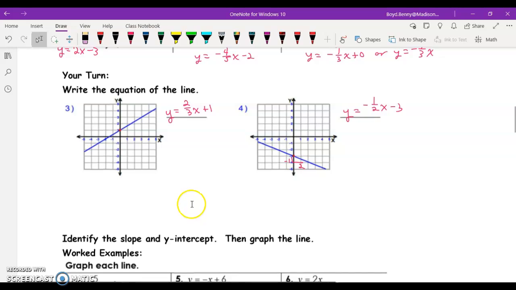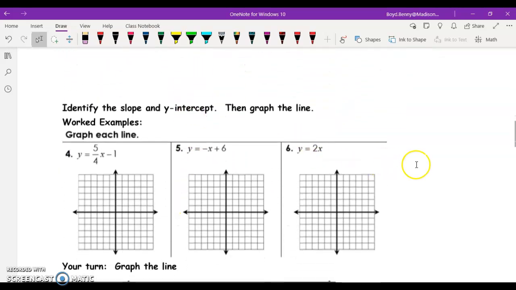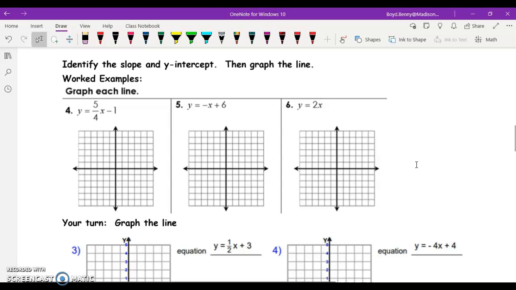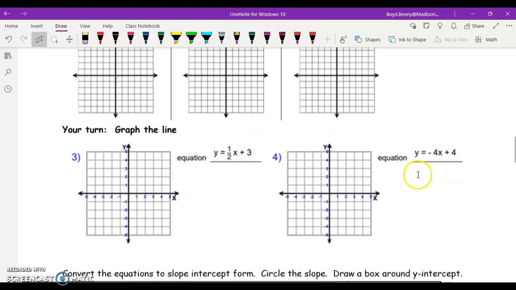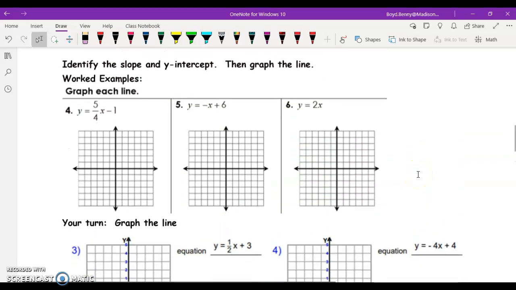Okay, so now we're going to move on down in our review to graphing. I don't think I'm going to do all of these because we've already done this before. Let's go ahead and do a few of them. So here I see my y-intercept is -1 and my slope is 5/4. So I'll go down 1, then I'll go up 5, 1, 2, 3, 4, 5, and over 4 spaces, and of course I'll draw my line.